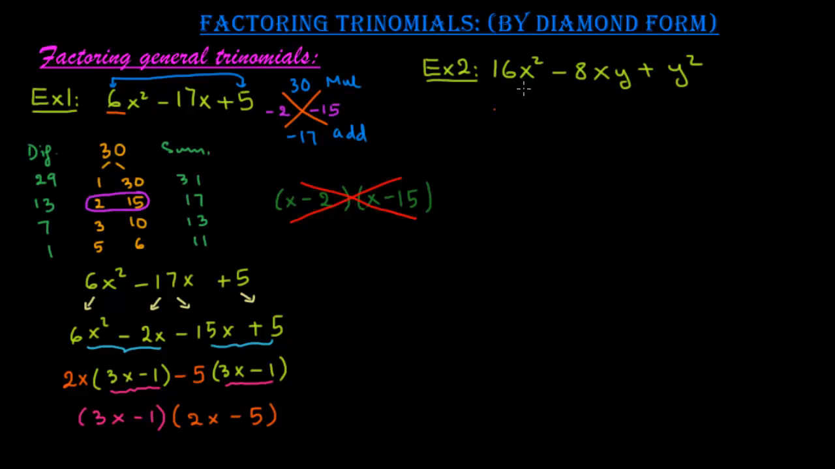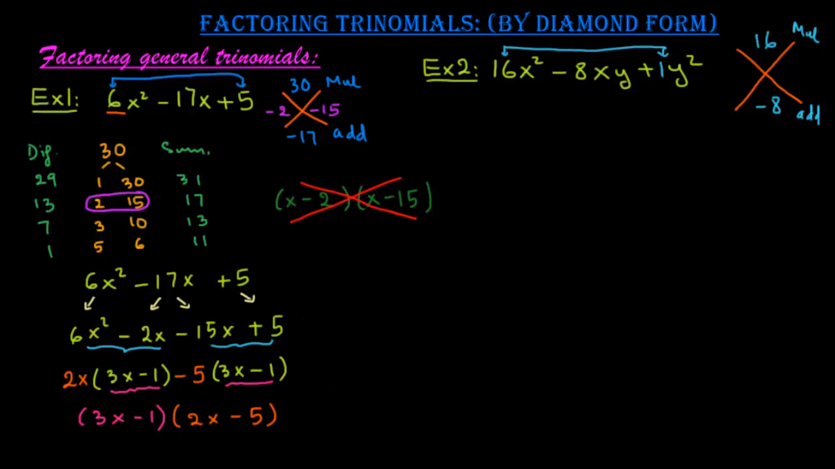In example 2, we have 16x squared minus 8xy plus y squared. We do exactly the same. The diamond form is unchanged. Make the first number times the last number. So we have 16 times the number in front of y squared, which is 1. So 16 times 1 is 16. The middle number is negative 8. So we find a pair whose product gives me 16 and whose sum gives me 8.